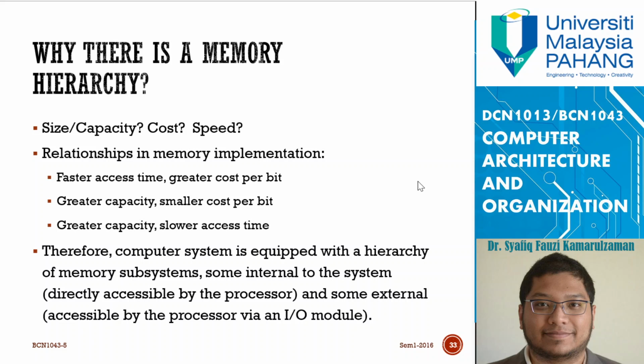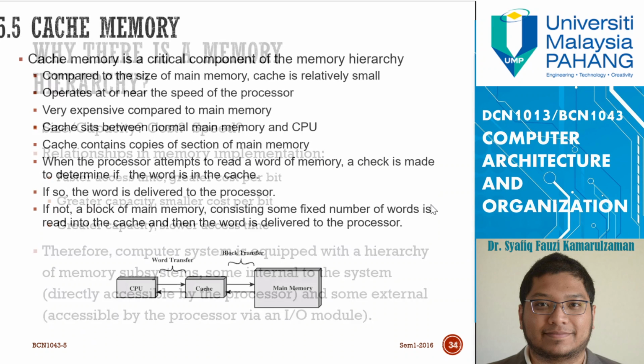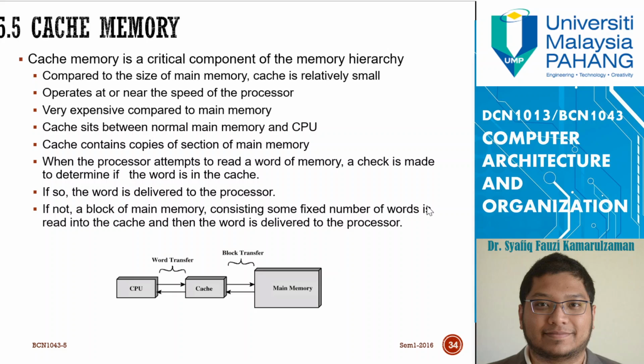Therefore, a computer system is equipped with a hierarchy of memory subsystems, some internal to the system and some external to the system. One of the memories inside the memory hierarchy is cache memory. Last week I did not introduce the cache memory to you. The cache memory sits in between the CPU and the main memory. I mentioned before, as an example, the CPU is you and the memory is the desk.